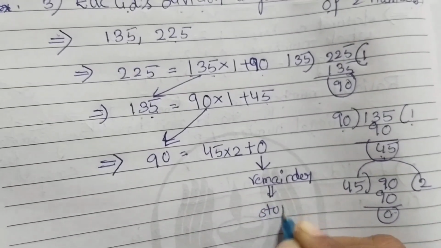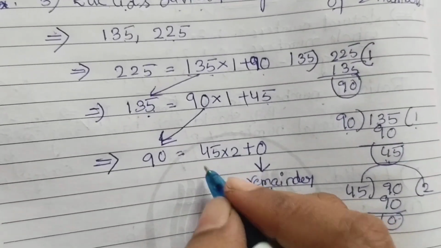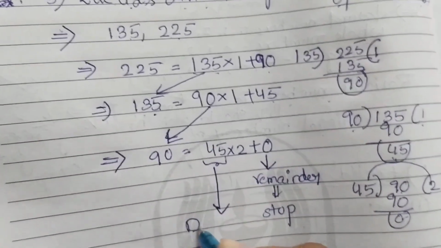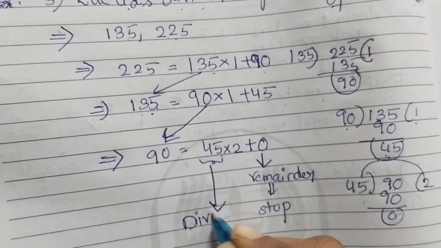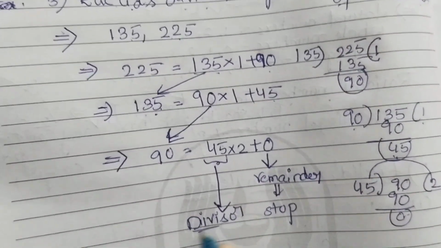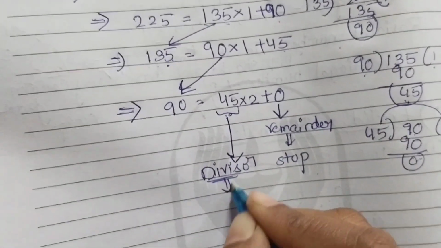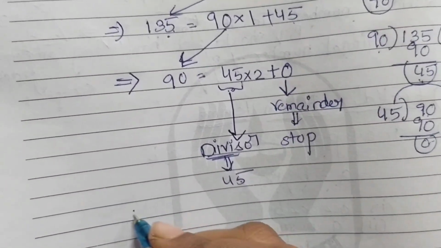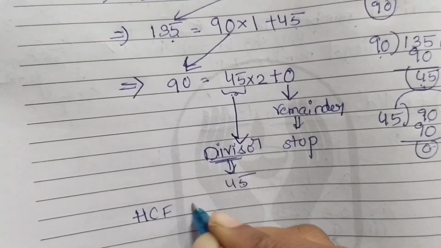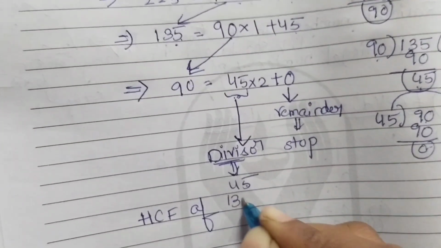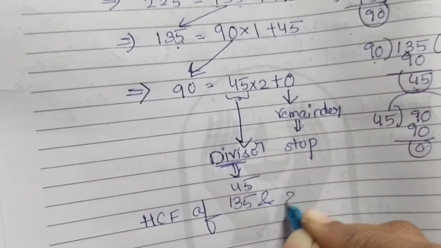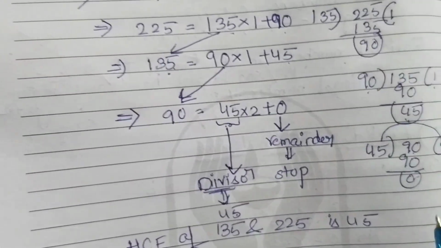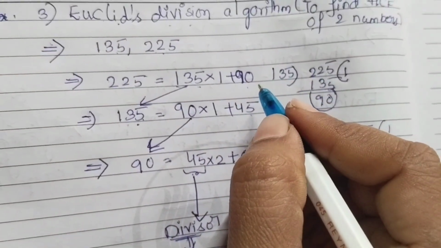Stop. Now what is the HCF? The last divisor is the HCF itself. What is the divisor? 45. Now our answer is this one: the HCF of 135 and 225 is 45. Have you understood this topic? It's very easy, guys.